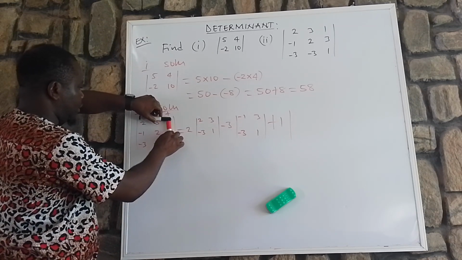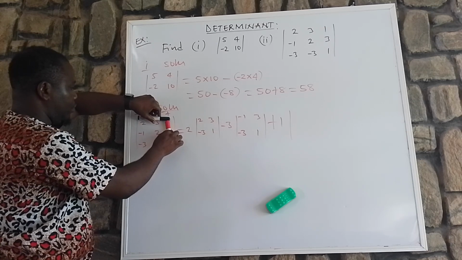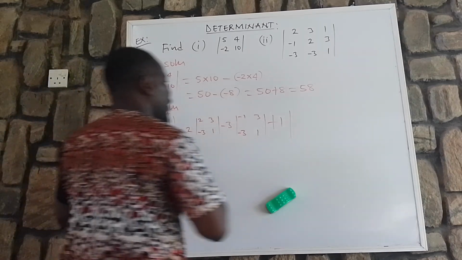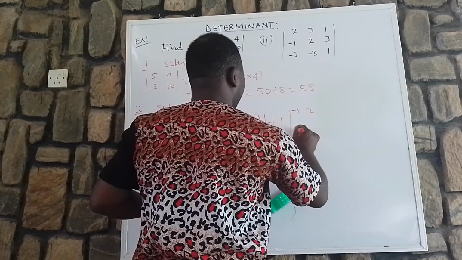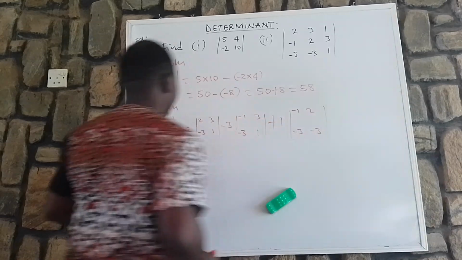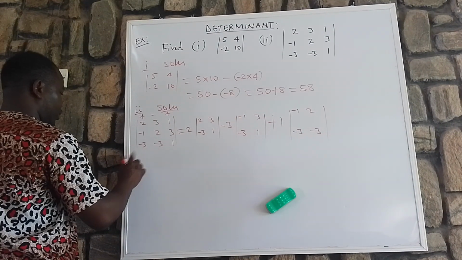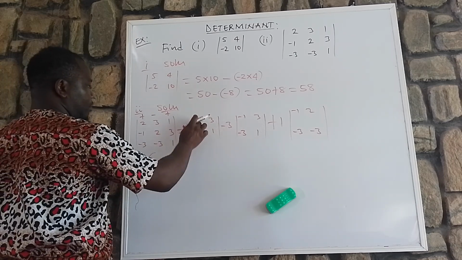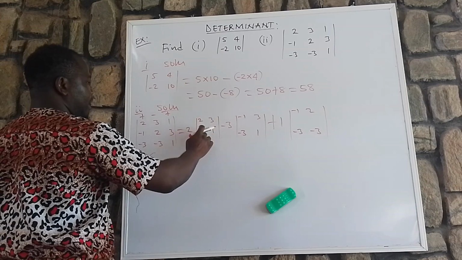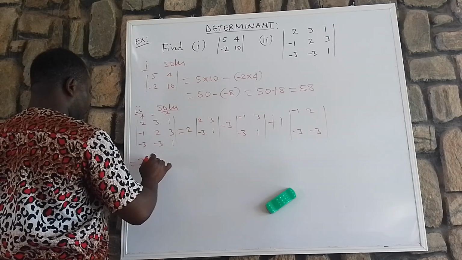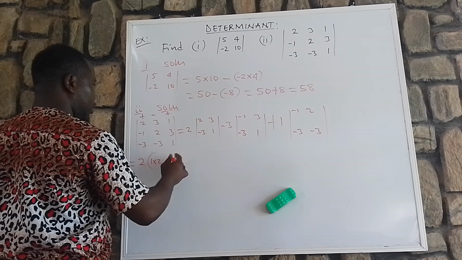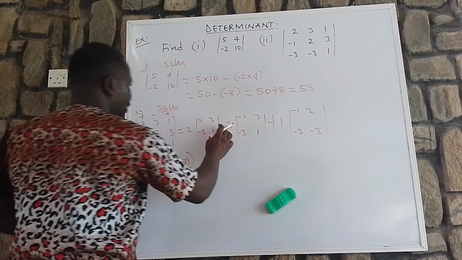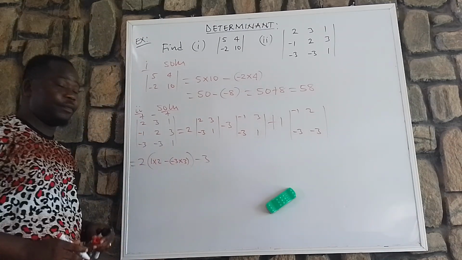This one will give you what? Determinant of 1 will be what? Minus 1, 2, minus 3, minus 3. As simple as ABC. So what we need to do here, our determinant of 2 will now be: use this one to multiply this, minus 3 times 3. So 1 times 2 minus, let us put the bracket because of the minus sign, minus 3 times 3. Then what we have here, minus 3. I hope you are following, okay?